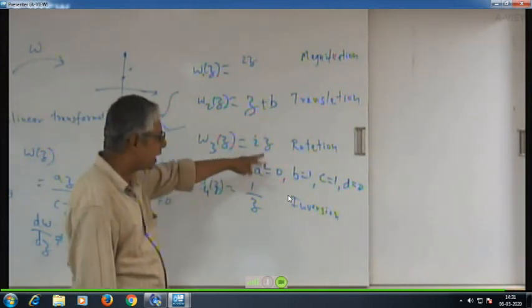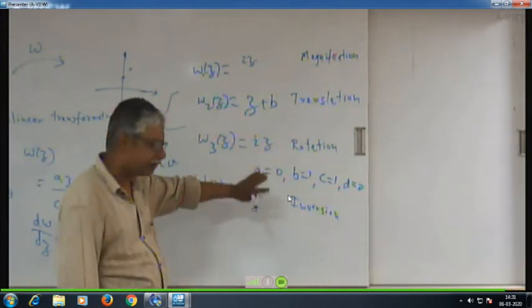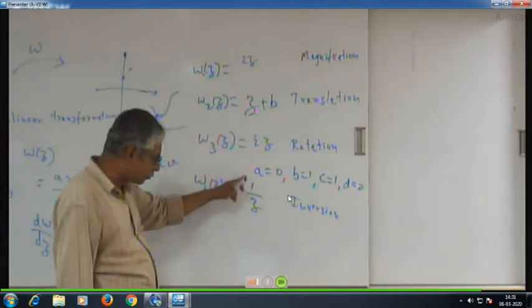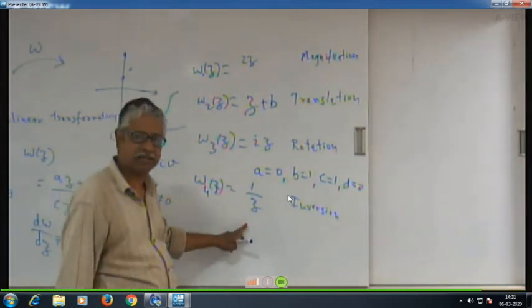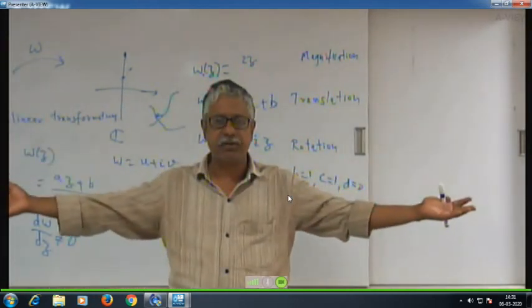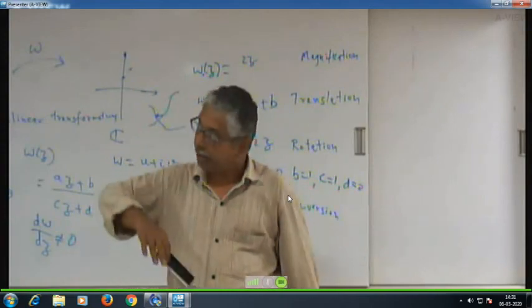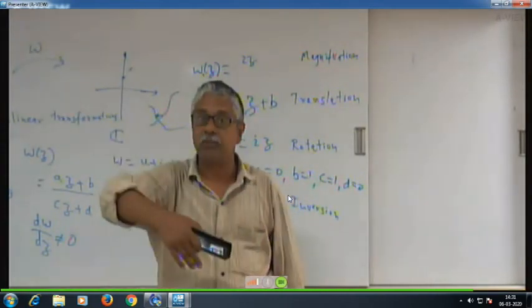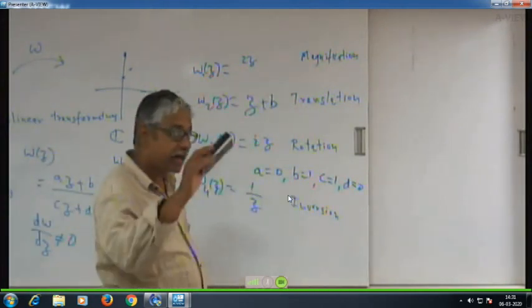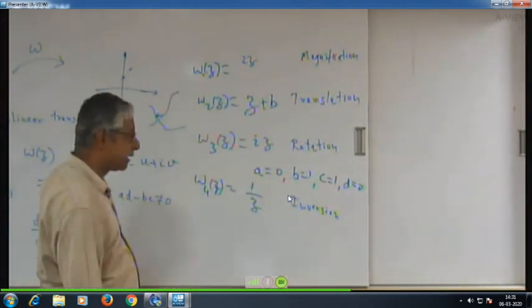Rotation, what happens to rotation? Infinity into i is also infinity. Similarly, you try to see, this is important. This 1 by infinity will become 0. This is what I was trying to tell you, that under inversion, every point outside the unit circle will come into the unit circle. In particular, infinity will come to 0 and 0 will go to infinity. Where does 0 go under the real line? Where does 0 go?